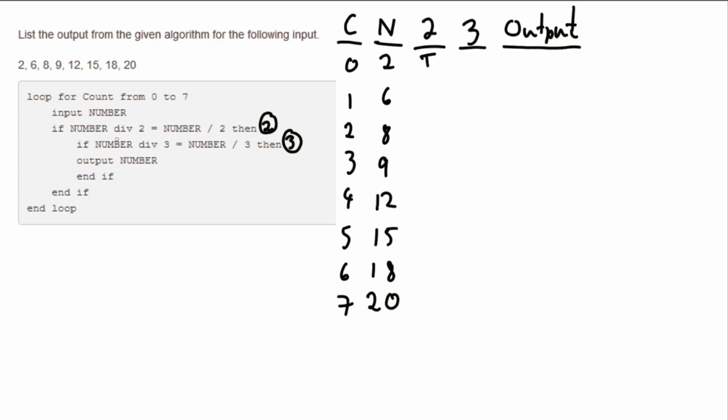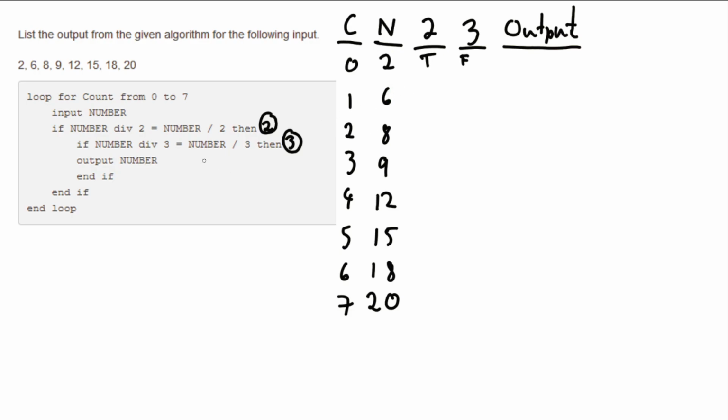Then if 2 div 3 is equal to 2 divided by 3, now this will be a float, so it won't be a whole number. But since this is integer division, this has to be a whole number, so it will round. And you can probably already see that that is not going to be equivalent. So that's false. And then since the condition wasn't met, we don't output anything.